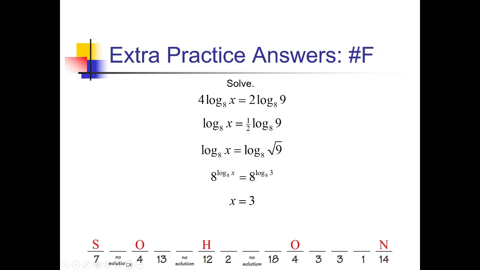If I plug that in, log of x, or log of 3, is just fine. I can do that. That's not going to be undefined. So I'll put an f then above spot 3. So we've got one right there and another one right next to it.